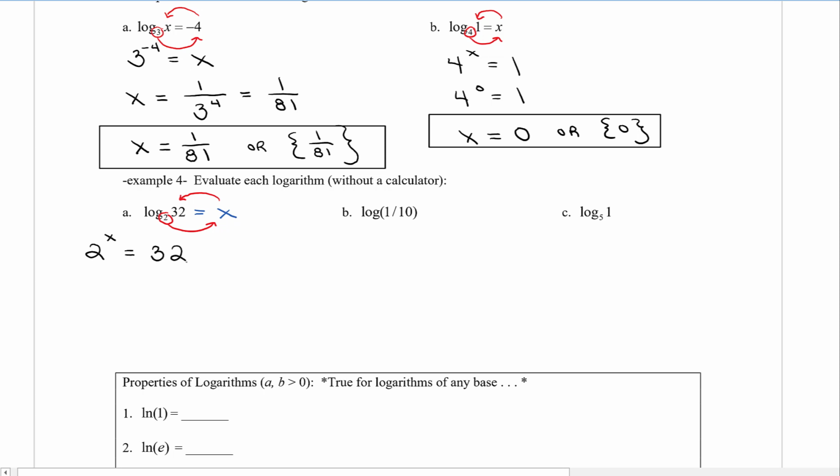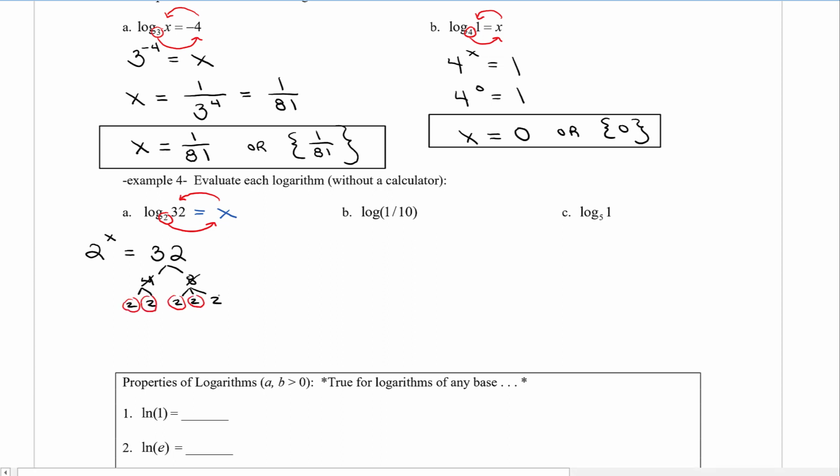Well, if I were to factor 32, in case I didn't happen to know that 2 raised to the 5th was 32, I could get its prime factorization, and the prime factorization would actually give me 5 factors of 2. So that means x has to be equal to 5.